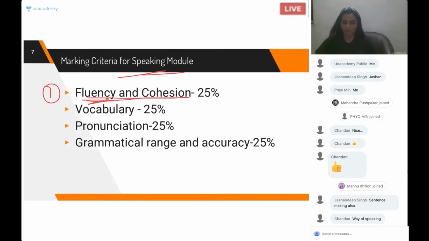Way of speaking. Can you elaborate a bit more, Chandan? What do you mean by saying way of speaking? Are you talking about pronunciation? Are you talking about any accent? Are you talking about speed? What exactly are you talking about?